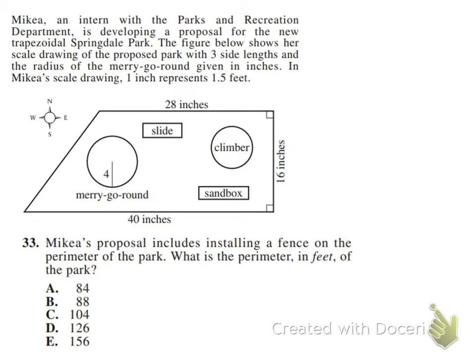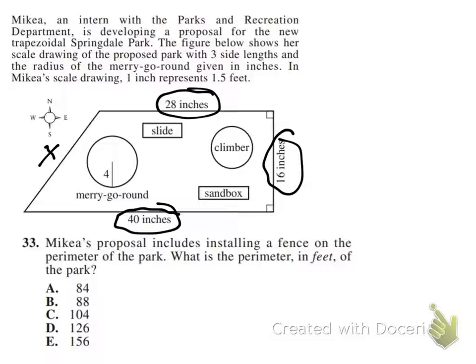Now, keep in mind, we still haven't read the top, right? Look at this one, 33. Makia's proposal includes installing a fence on the perimeter of the park. What is the perimeter in feet of the park? Well, perimeter is the distance around the outside, right? So we got 40 plus 16 plus 28 plus this side right here. Okay? Now, this one is a little bit more advanced. If you were going to skip one of the cluster questions or guess, you might take a guess at this point and move on and come back to it later.